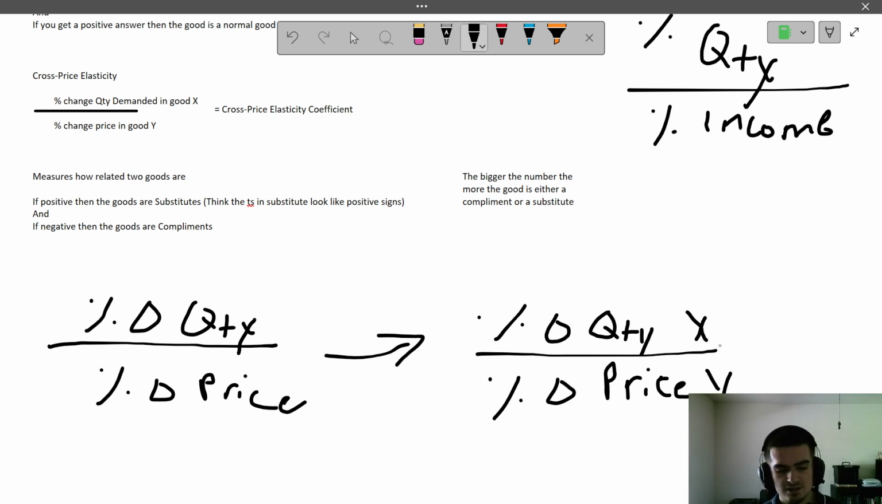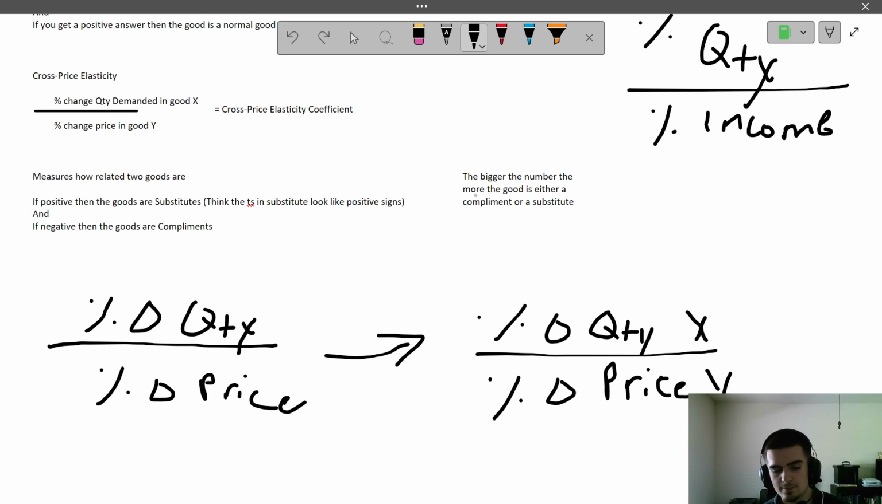If your answer is positive, then the goods are substitutes. And if your answer is negative, then the goods are complements. Which may seem backwards, like conceptualizing it in our brain, we may think, oh, complements positive, duh. But you'll end up tricking yourself if you do that, because that's wrong. Negative is complements. So how I remember this is the T's in substitutes, because there's a whole lot of T's and substitutes look like the positive sign. While complements doesn't have as many T's, so it's negative.